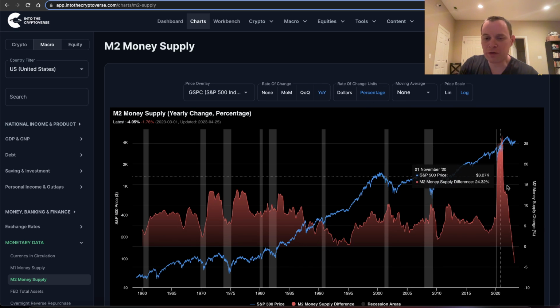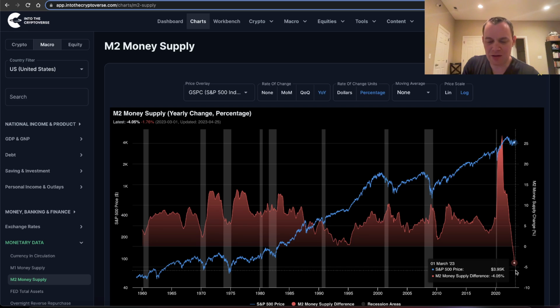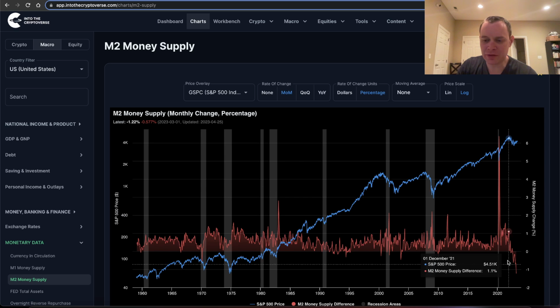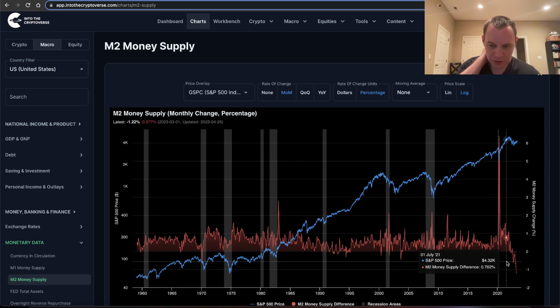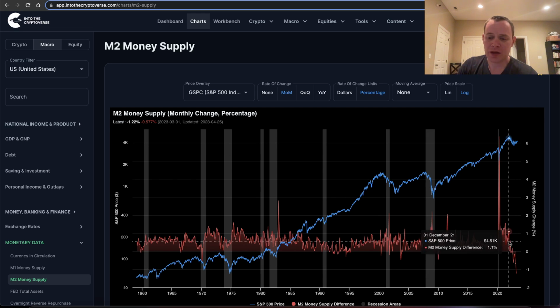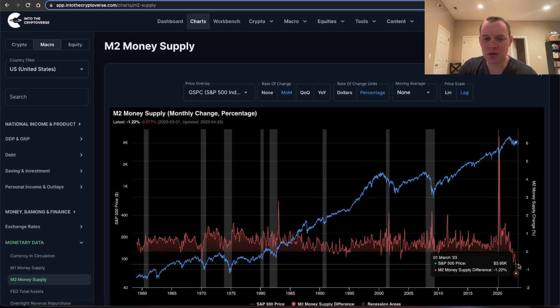So the year-over-year percentage change, as I said, is down to -4%. Now, what's interesting, though, is if you look at a month-over-month change, you can see that this is actually going increasingly negative, meaning that while it's true that the money supply is going down, in recent months, it's actually started to go down more quickly than it was before.